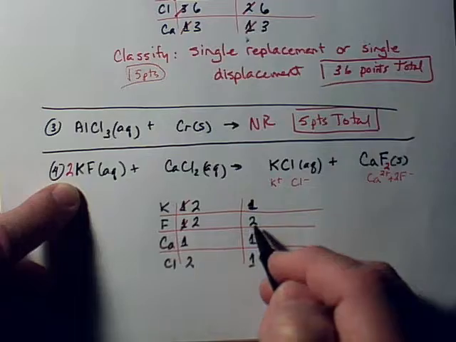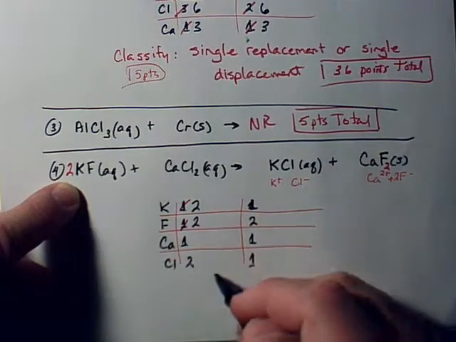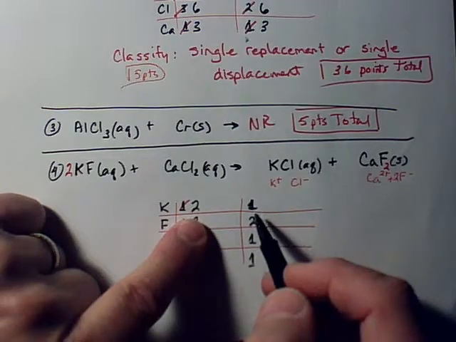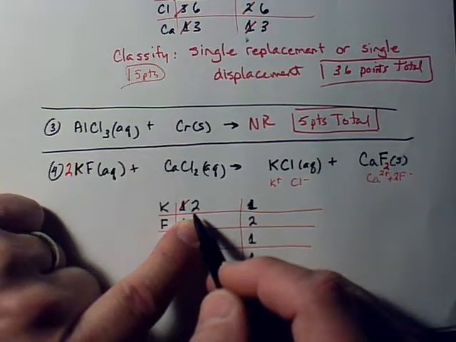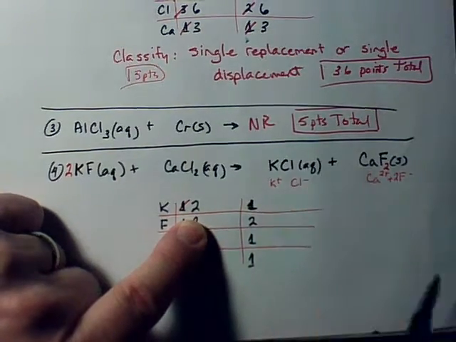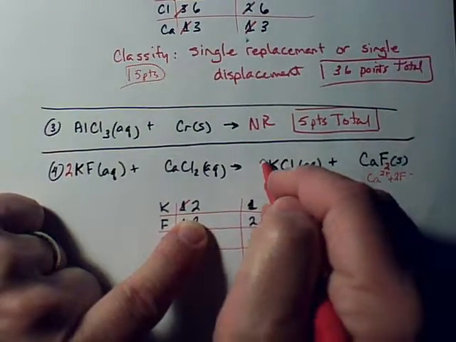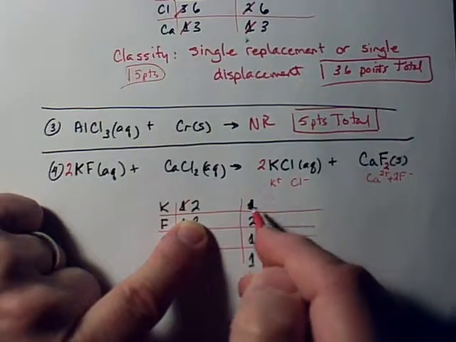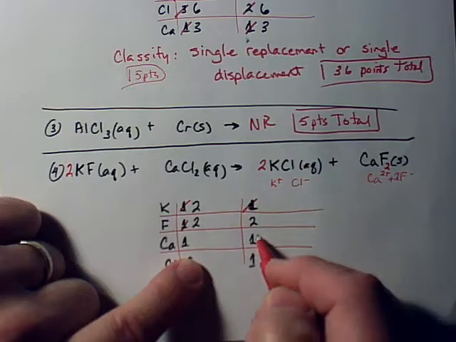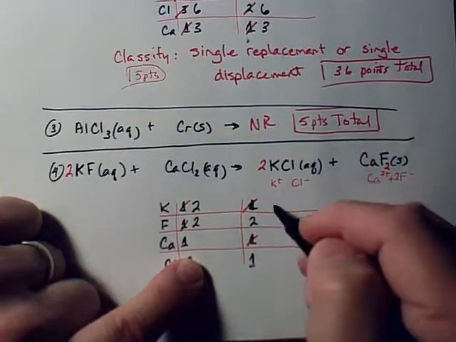That gets the fluorines balanced. Let's see, I could go back to potassium now. It doesn't really matter, but let's do that since I've already unbalanced it. Got 2 potassiums on the left, only 1 on the right. We can put a coefficient 2 here, and that'll change the number of potassiums and the number of chlorines. And we'll have 2 of each.